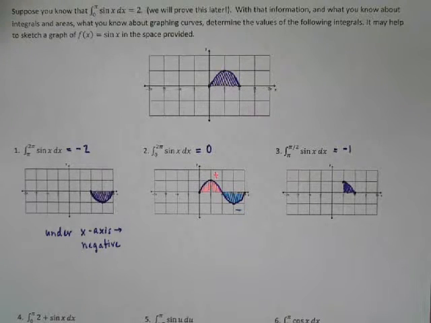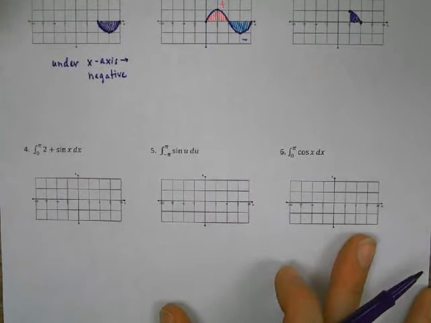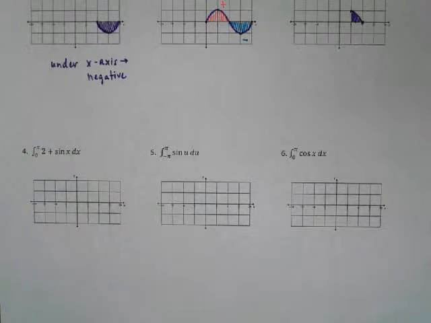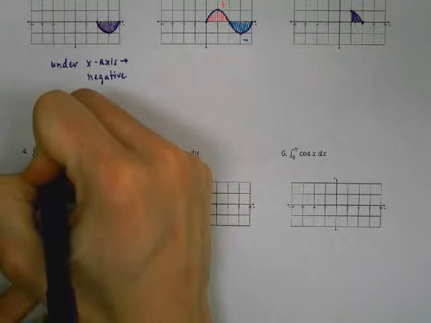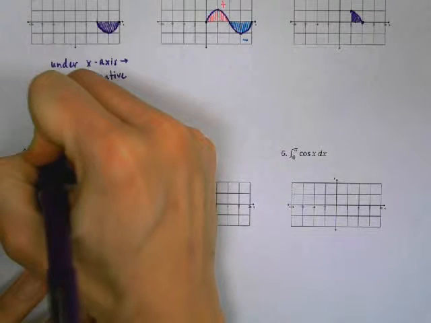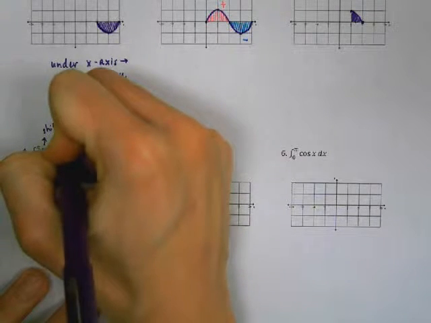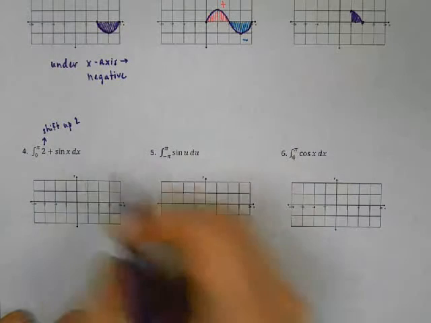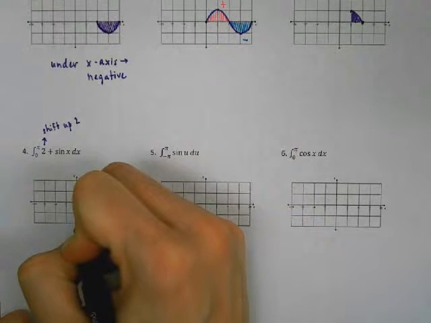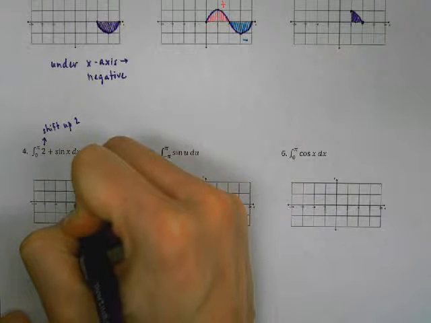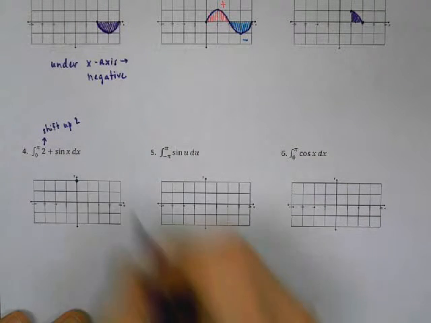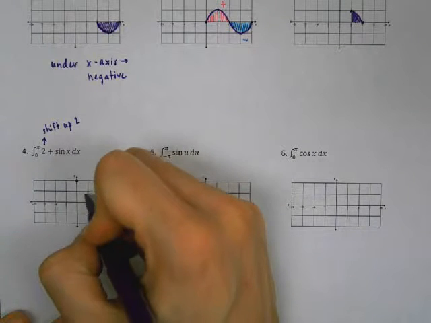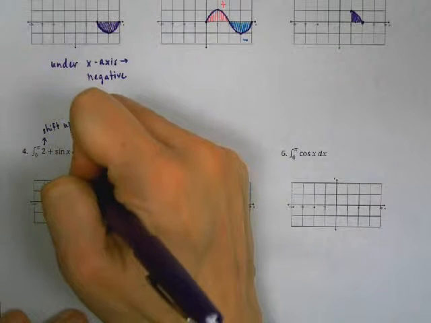All right, so let's keep going with this. See if we can calculate a few more. For number 3, now we have the integral from 0 to pi of 2 plus sine of x. So now this 2 I know means I'm going to shift my graph up 2. So at each point, I'm going to shift it up 2. So sine of 0 is 0, but now I'm shifting it up 2, so my point's going to be here. Sine of pi over 2 is 1, and let's see, I'm going to extend this a bit.